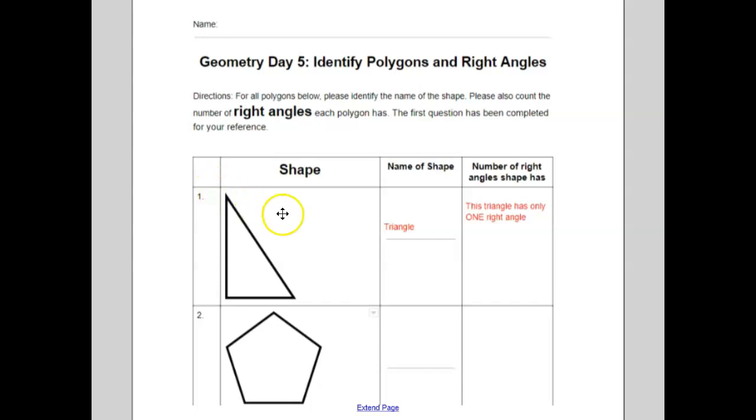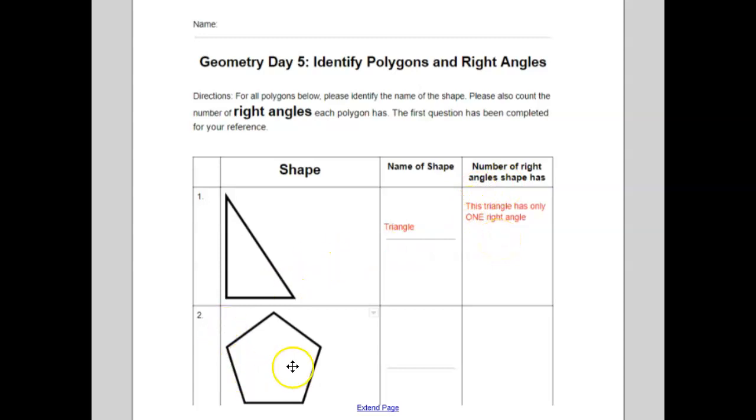So let's do 2 together. This first shape we knew is a triangle. Pause the video and get ready to tell me, why is this shape a triangle? Exactly, this shape is a triangle because it has 3 sides. How many right angles does this triangle have? It only has one. This is a right angle, and these two aren't. So I wrote in the number of right angles box, this triangle has only one right angle.